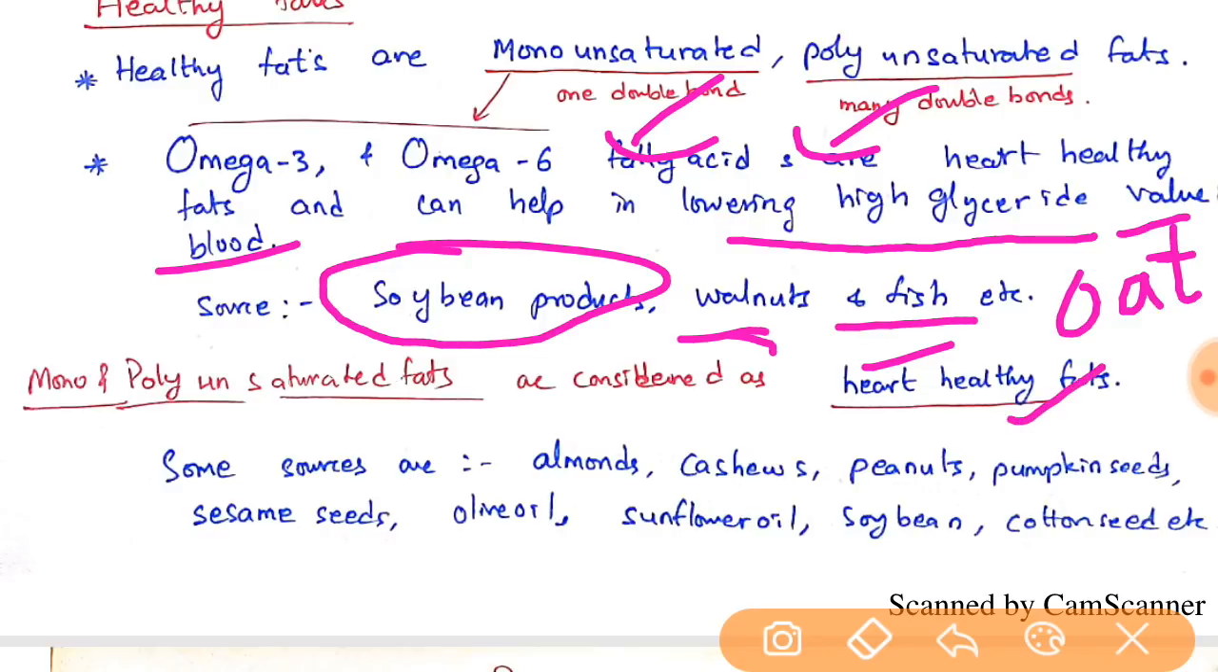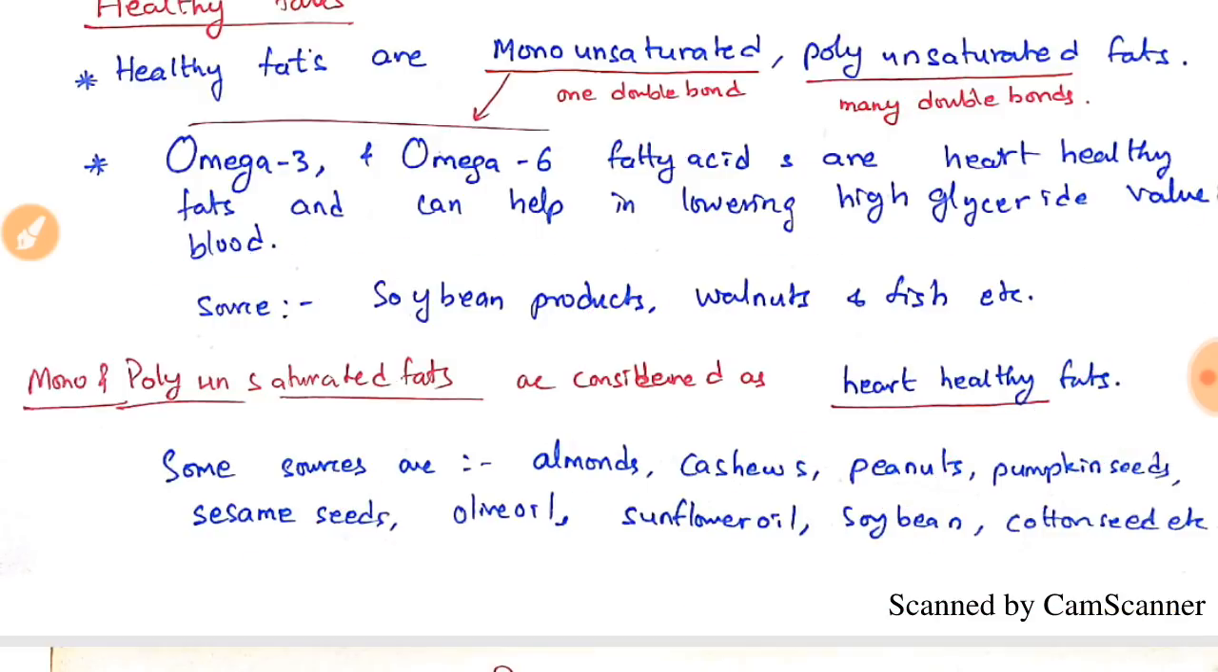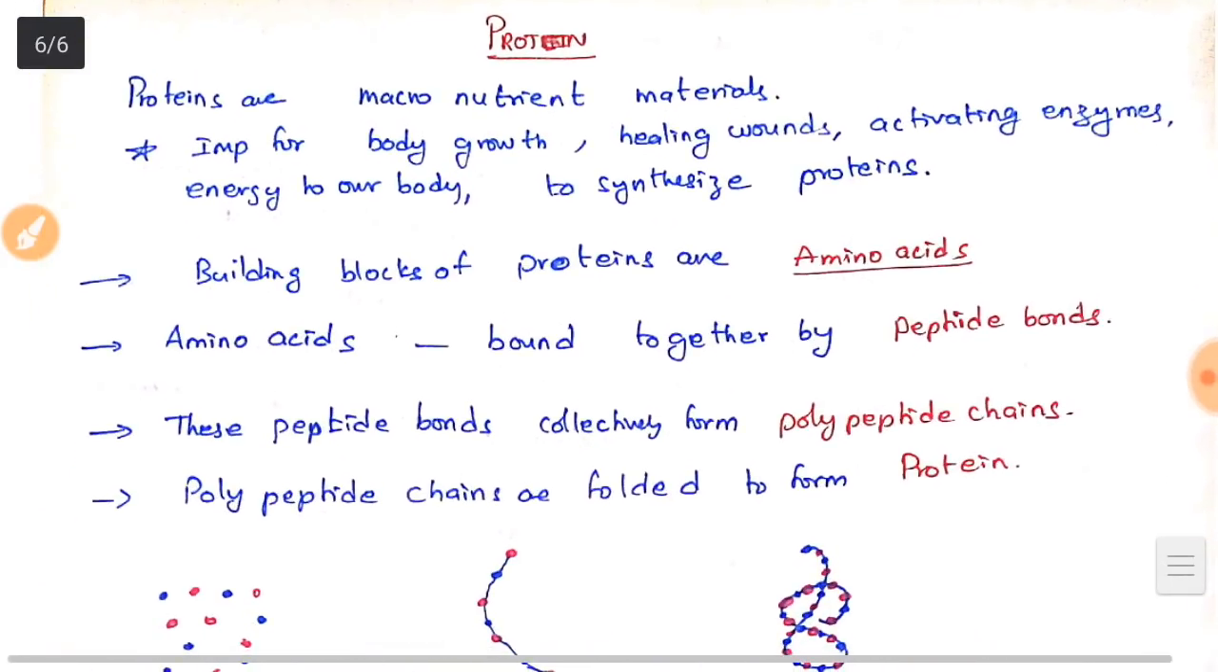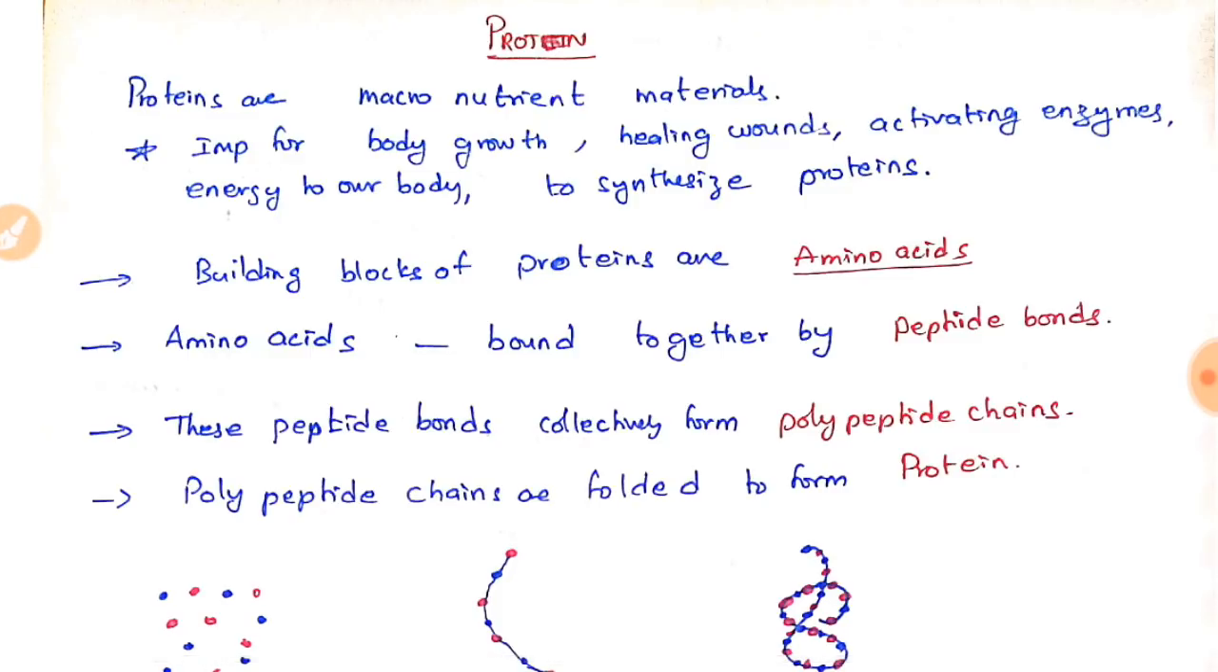Other than omega 3 and omega 6, if we want to take in mono and polyunsaturated fats, the sources we can find are almonds, cashews, peanuts, pumpkin seeds, sesame seeds, olive oil, sunflower oil, soybean, cotton seeds, etc., friends. So we have come to the last topic, that is proteins.